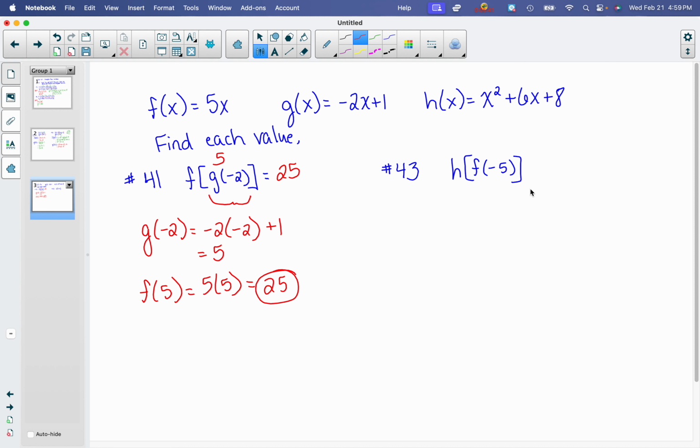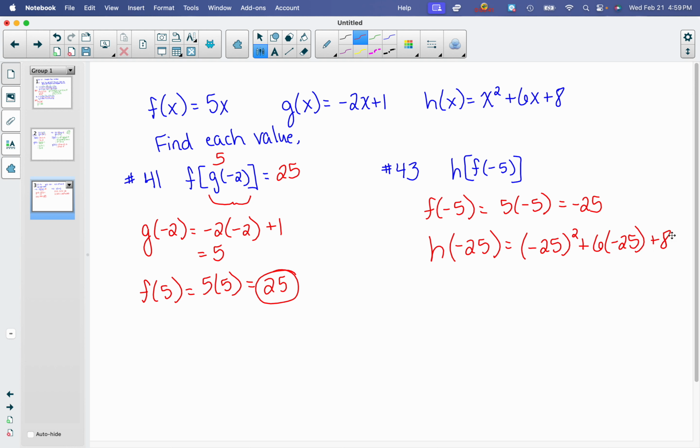So on the next problem, I'm starting with f of -5, the inside function. When I do that, I get 5 times -5, which is -25. And now I have to take that answer and plug it into h. So I get h of -25. So I'm going to have -25 squared. Don't forget parentheses. Remember, we've seen that before. Times 6 times -25 plus 8.